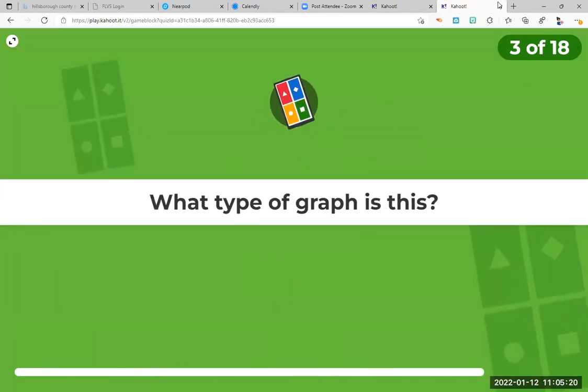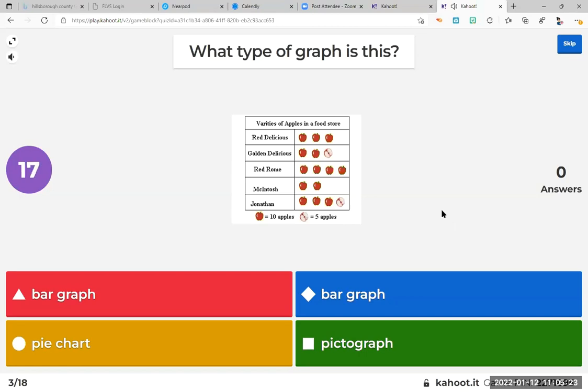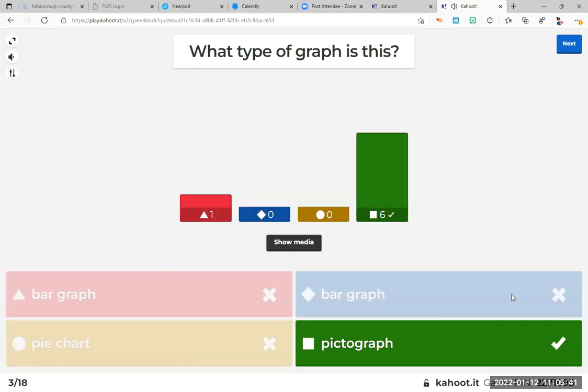What type of graph is this? Oh, I know this one. Is it a bar graph? A pie chart? A bar graph again? Or a pictograph? Ooh, if you said pictograph, you were right because it had cute little pictures of apples. Yes, it had pictures. So it was called a pictograph. Picto sounds like picture, so that would make sense.